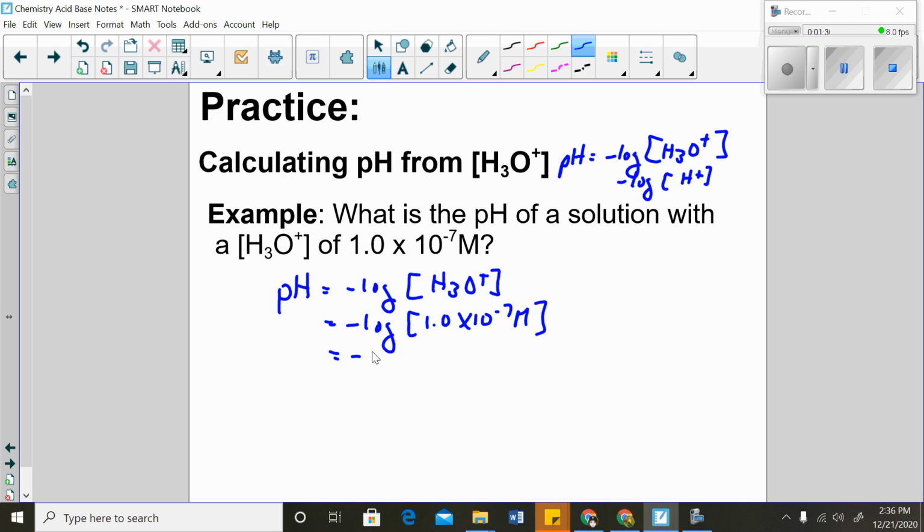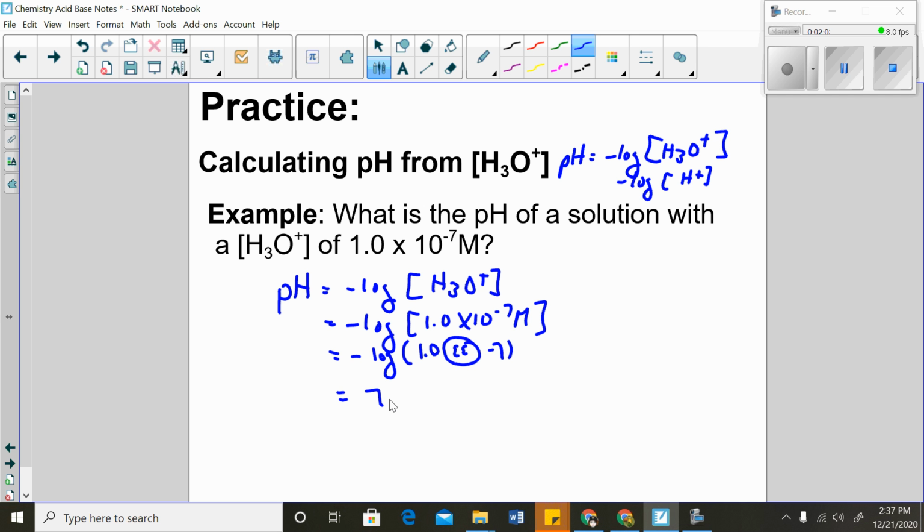And you want to hit that key twice so that L, O, G, and a parentheses comes up. And inside that parentheses, there should be a flashing cursor. You want to type 1.0. And then you want to hit that EE key, -7, and close the parentheses. And you should be getting 7 as an answer. No significant figures and no units for pH.